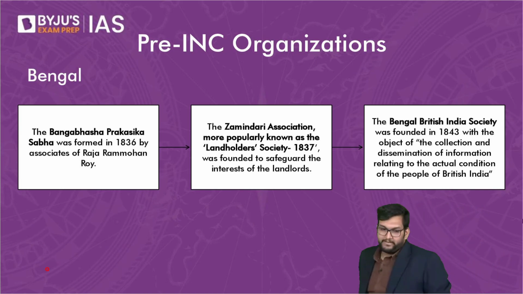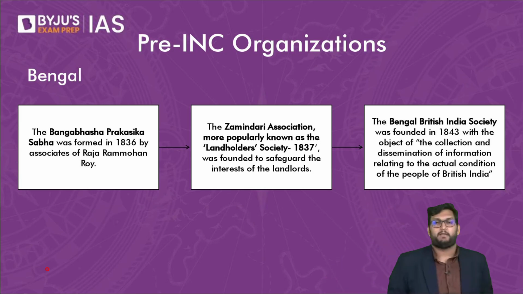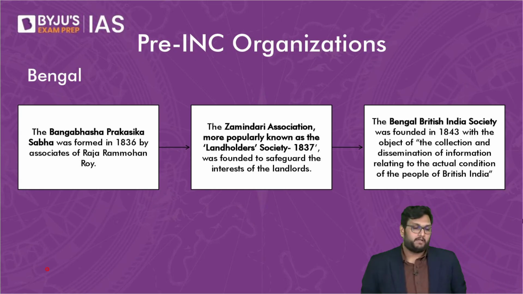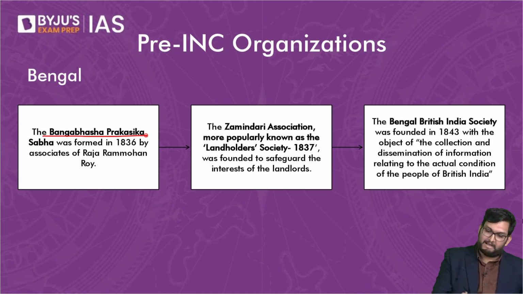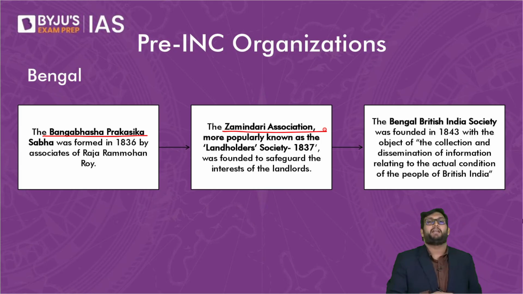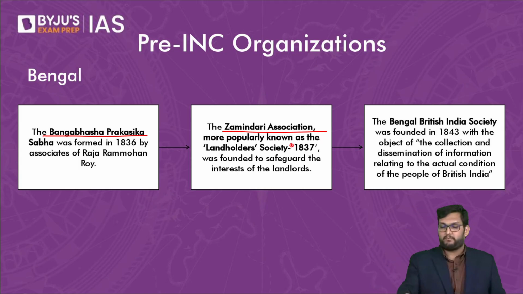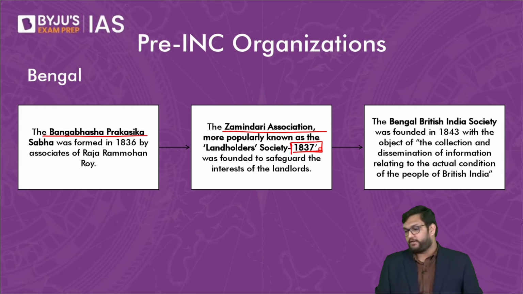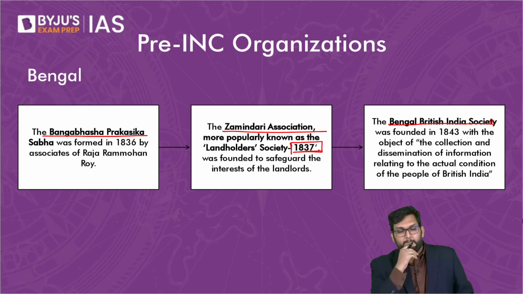Now, we have to discuss three regions: Bengal, Madras and Bombay. And the first organization which emerged in India is called the Banga Bhasha Prashashika Sabha, and no other than Raja Ram Mohan Roy in 1836 will be the one who will form it. The next year itself, there will be the second organization called Zamindari Association, also called Landholders Society, which will be formed in 1837, and I'll tell you what is the concept. And by 1843, even before the revolt of 1857 happened, there was Bengal British India Society.